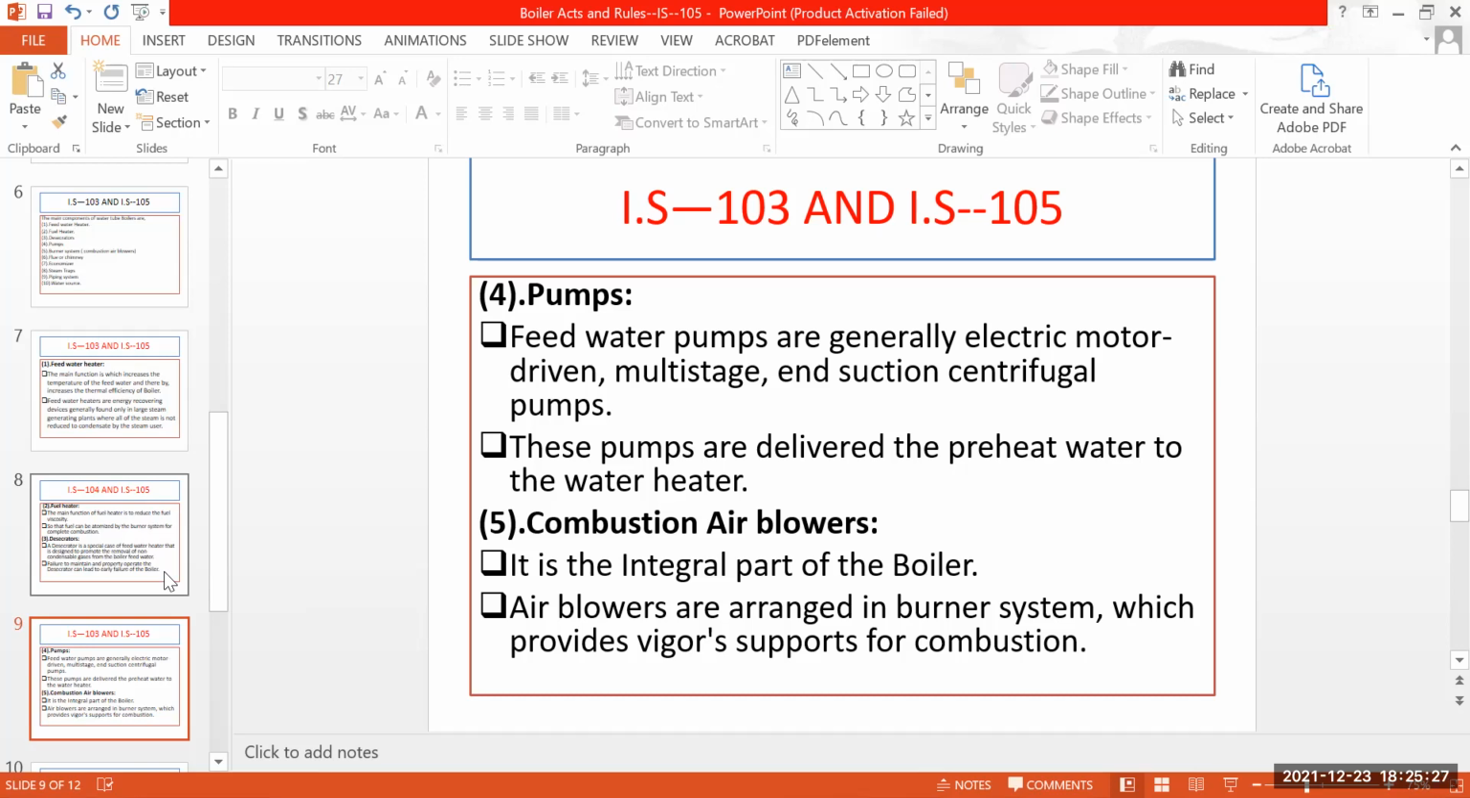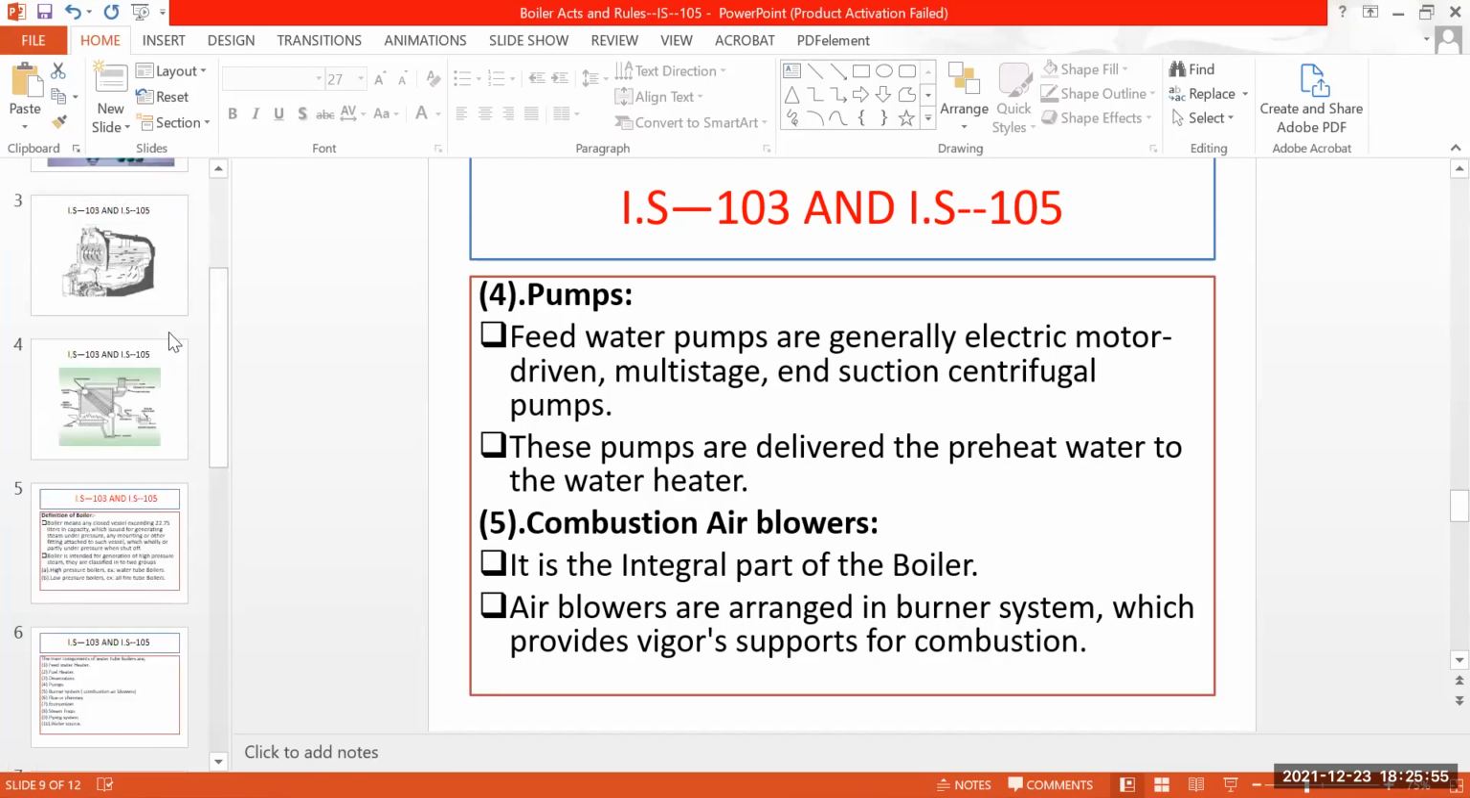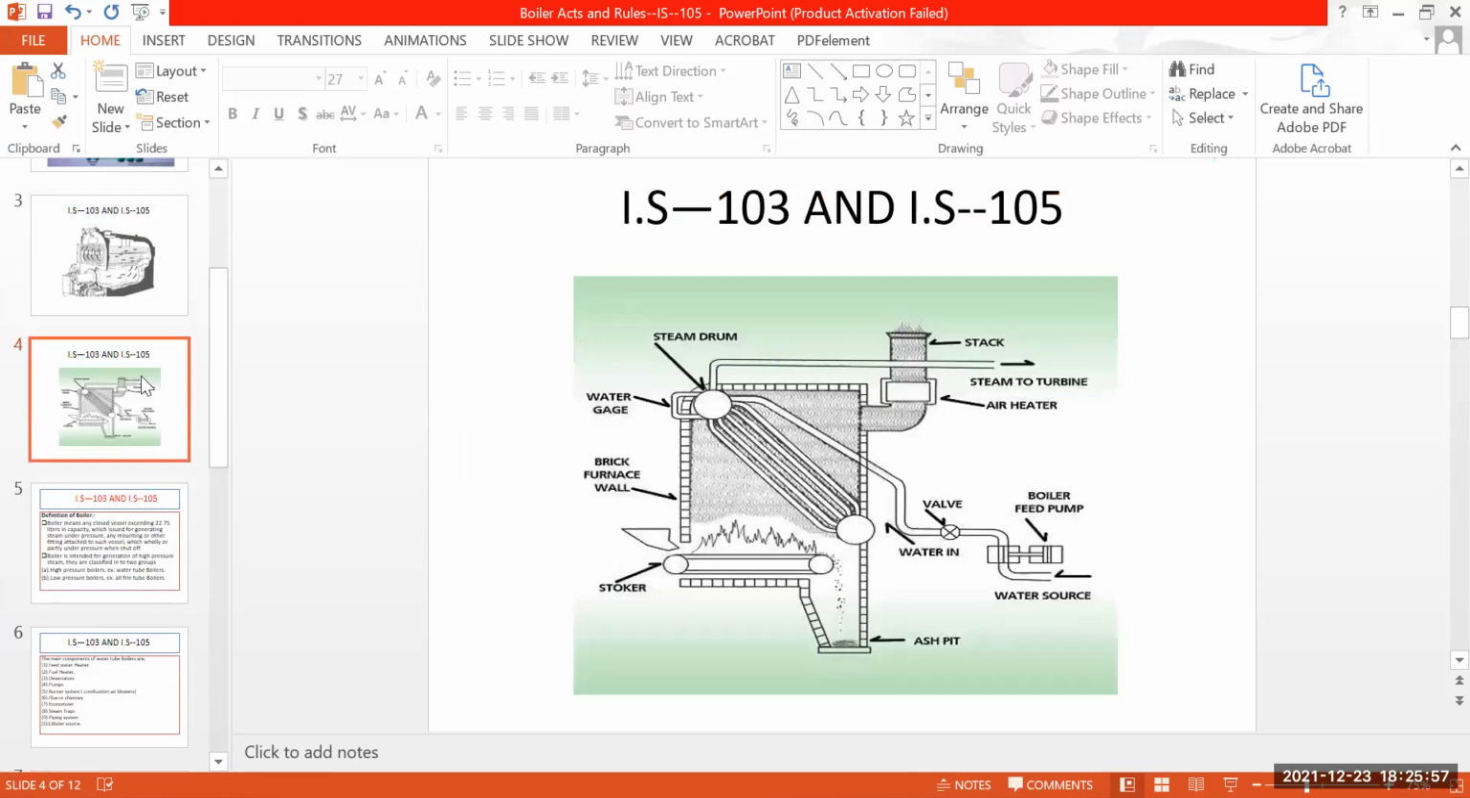At the end, wherever the output, whatever the product will be coming out there, the end suction centrifugal pumps will be there to suck that off. And those pumps mostly deliver this preheat water to the water heater, mostly just pumping this preheat water. By showing the drawing, it will be easy, I think.